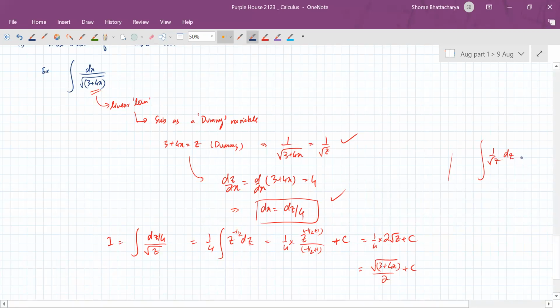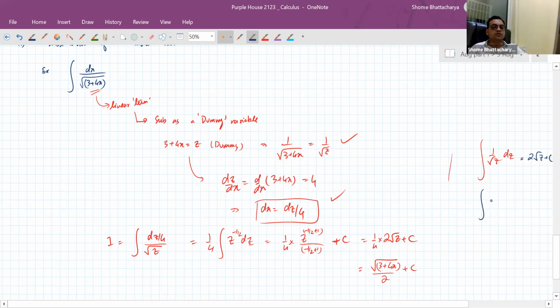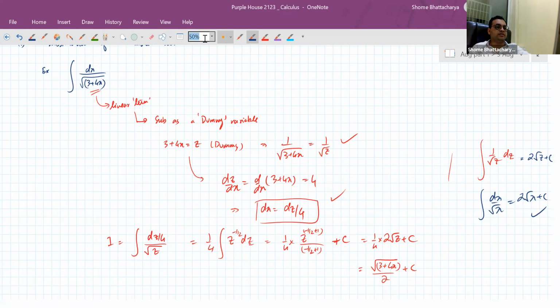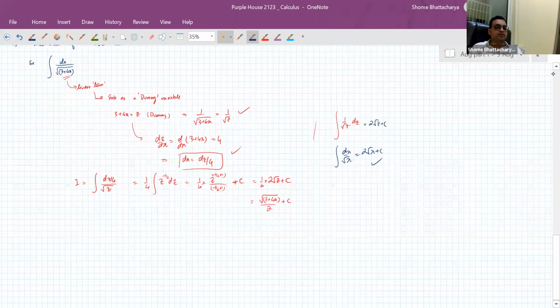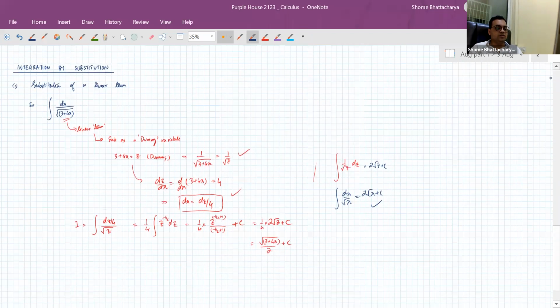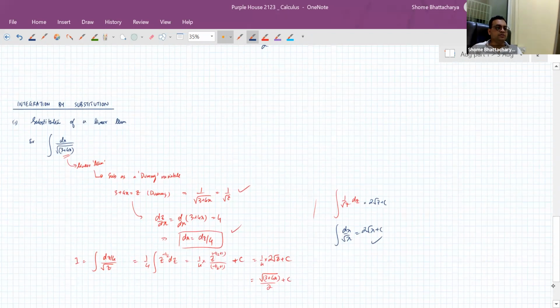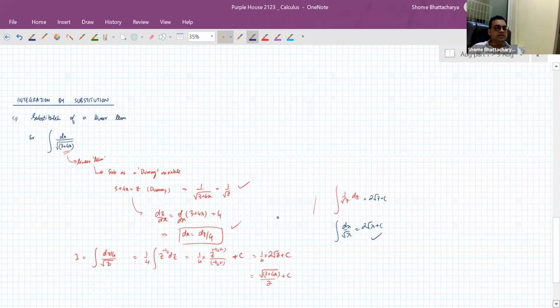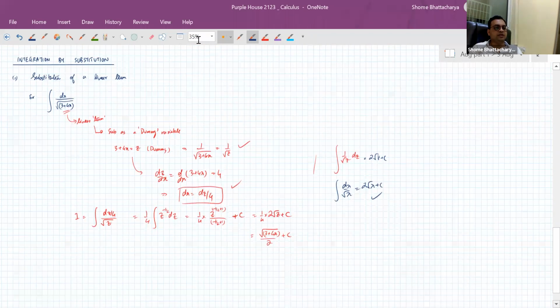Okay. Sir, you differentiated 3 plus 4x, no? Yes. Differentiation of a linear term is a constant. So just like integration of 1 by root x with respect to x is 2 root x, like that integration of 1 by root z with respect to z by the same formula is 2 root z. And then the last step is the resubstitution step, where we resubstitute z's value. So that becomes our answer.